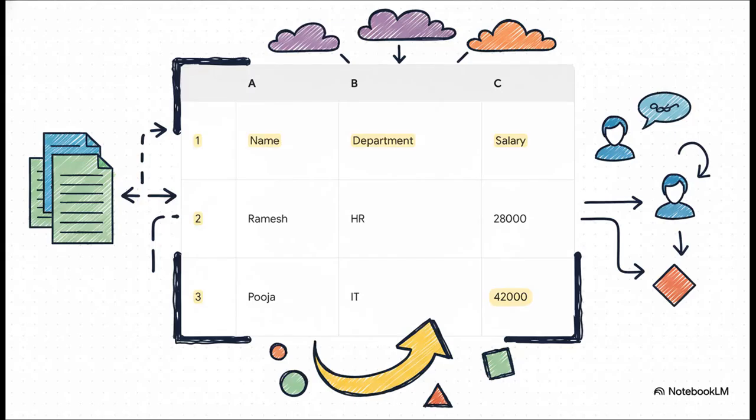Okay, let's break it down to the absolute basics. Just think of every sheet like a simple grid. You've got your columns going across, A, B, C, and your rows going down, 1, 2, 3. And where they meet, that's a cell. So right here, cell C3 has Pooja's salary, $42,000. Super simple, right? This grid is the foundation for everything we're about to do.